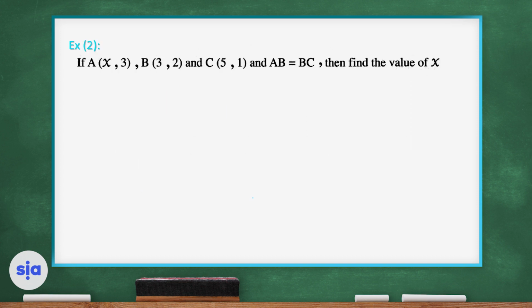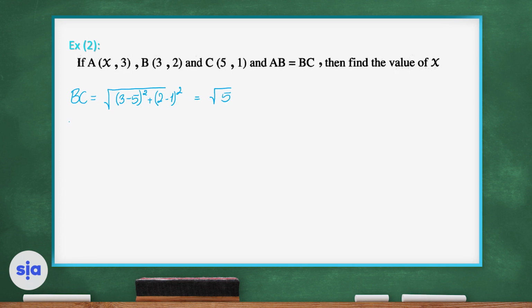In example 2, the question says A has coordinates (x, 3), B has coordinates (3, 2), and C has coordinates (5, 1). And the question is telling you that AB is equal to BC. So we want to find the value of x. BC will get its length by the square root of (3 minus 5) all squared plus (2 minus 1) all squared. It will be equal to the square root of 5.